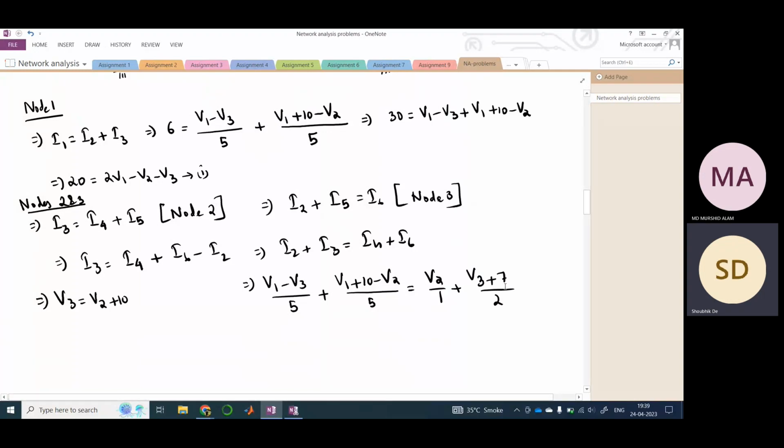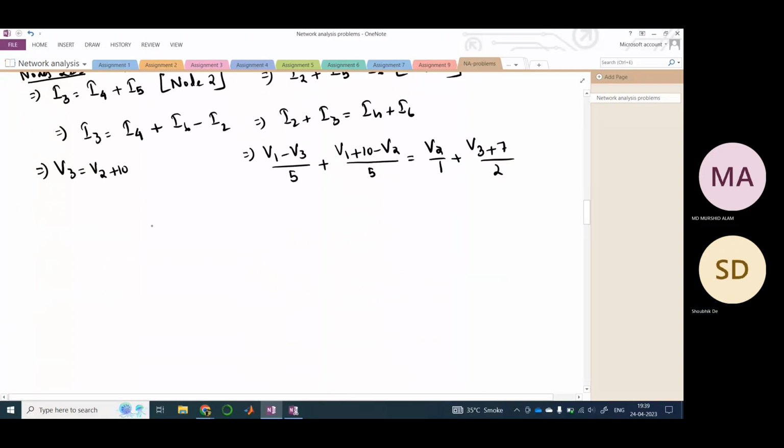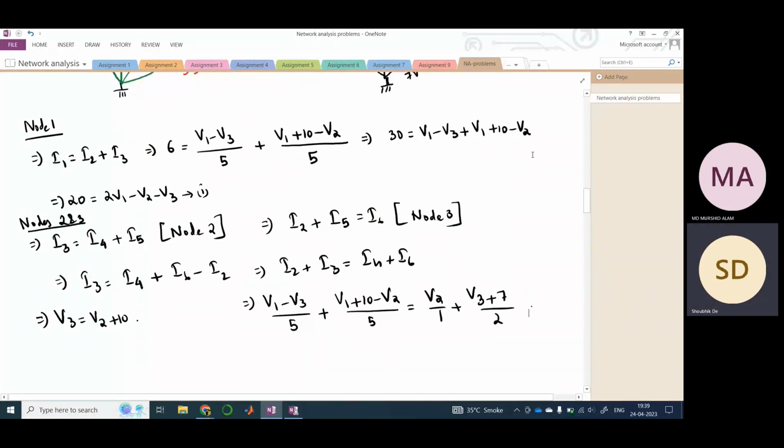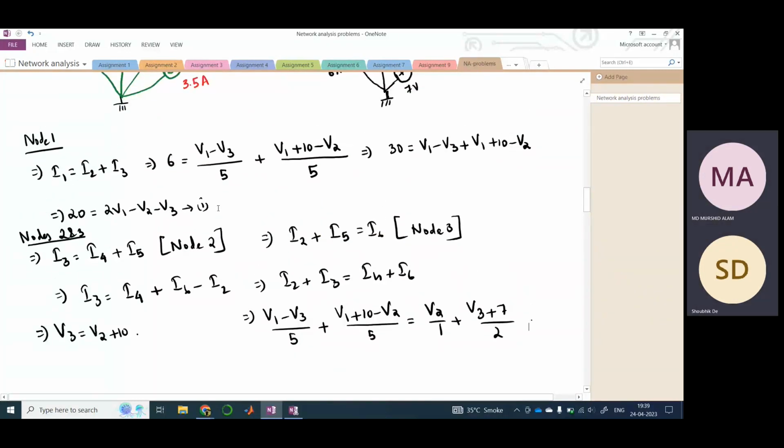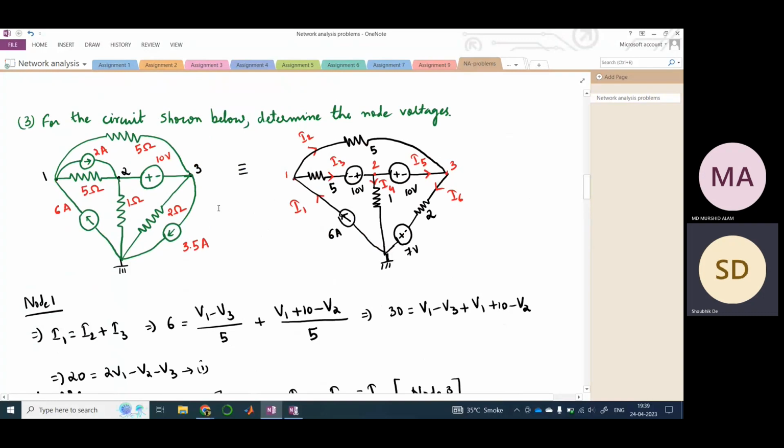Now we need to solve these two. I mean, see here we have this equation. Sir, yeah, hello, yes sir. V3 is equal to 10 minus V2, no? So you are telling V3 is 10 minus V2? No. Yes, how, sir? How?